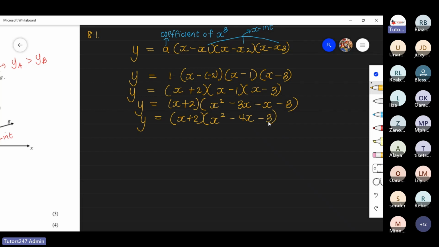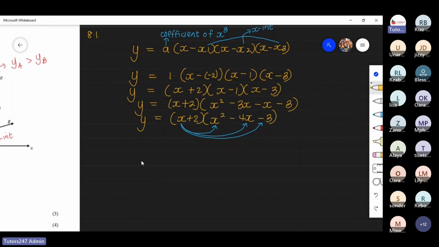Now that we've simplified the second bracket as far as possible, we can multiply the first bracket with the second bracket. So when we multiply, we're going to have x times x squared, x times negative 4x, and x times negative 3. Yes, I did see there was a question pop up in the chats. Please give me a moment to finish this up, then I will attend to it.